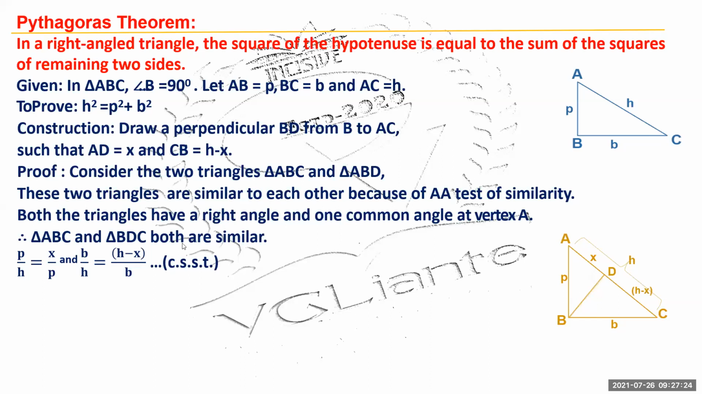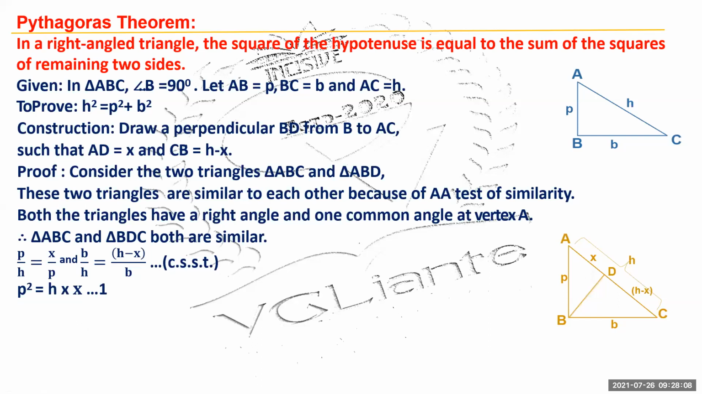Okay. So now with the help of this, as these two triangles are similar, what you are going to get is P upon H equals X upon P, and B upon H equals H minus X upon B. Now, as you know, corresponding sides of similar triangles is the reason behind this. So P square equals H into X.